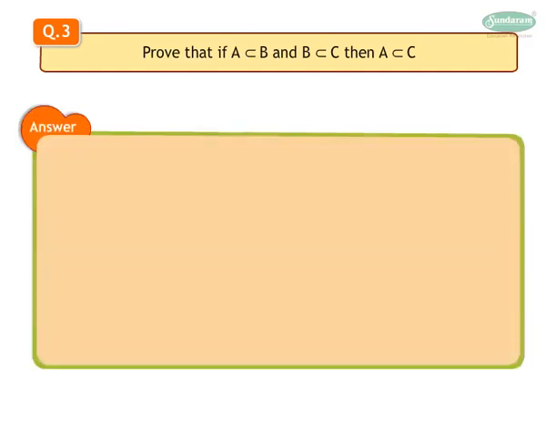Answer. Now students, let us consider an element x which belongs to set A. Now since set A is a subset of set B, then x also belongs to set B. Similarly, since set B is a subset of set C, then x also belongs to set C. Hence, we can say that every element of set A is an element of set C. Therefore, set A is a subset of set C.